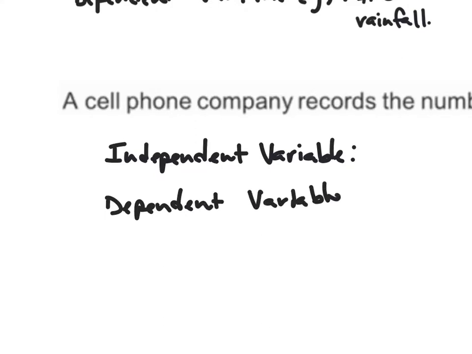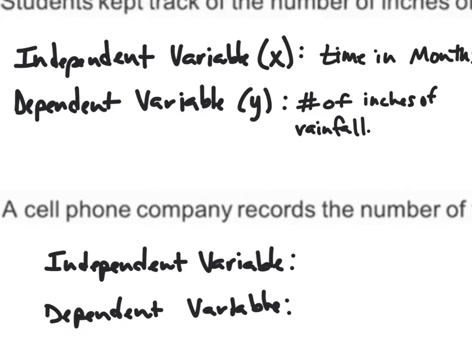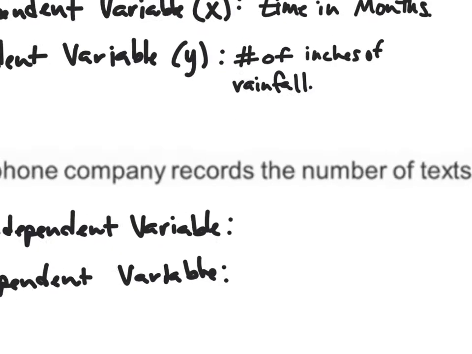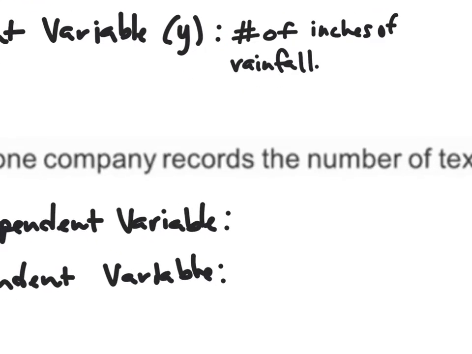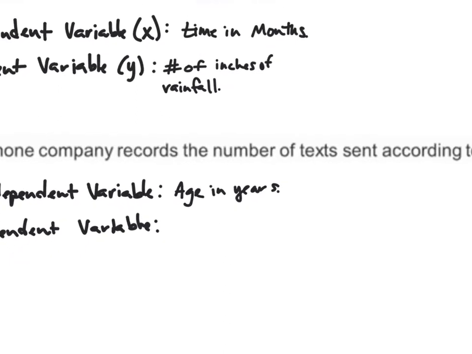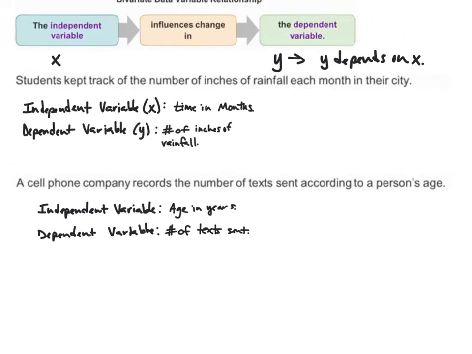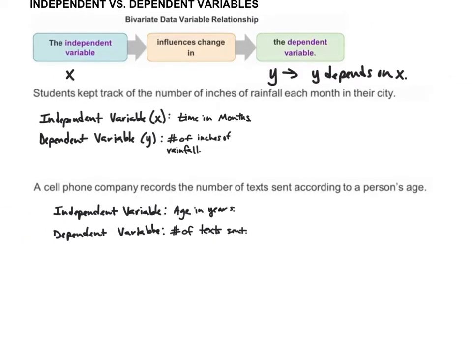Okay. Now, age, think about this, okay? Remember how in the first example I said oftentimes time is our independent variable. And that's the same case here, but what we're going to do is we're going to call this age in years, okay? And then the number of texts sent would be your dependent variable. So the number of texts sent, okay?